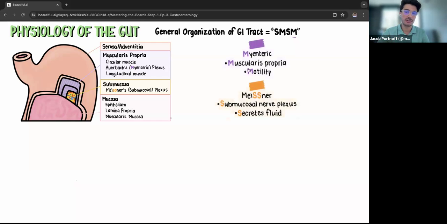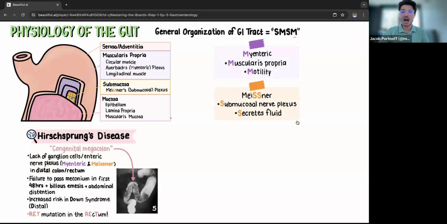And so a little quick memory trick here. I think of the M's in myenteric with the muscularis propria and motility to help me remember that functionality. And then for Meissner's, the two S's help me remember the submucosal aspect and the secretion of fluid. Now, why I put this here is because we have to understand how Hirschsprung's disease and something called achalasia, right, is going to relate to this.